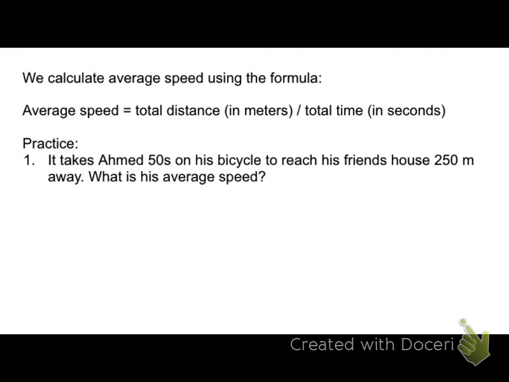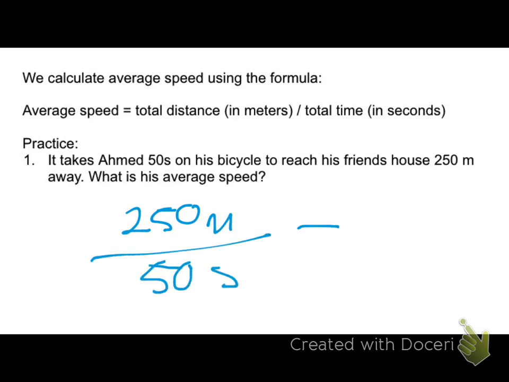So if we're solving this, we would be taking total distance in meters, 250 meters, divided by total time, 50 seconds. 250 divided by 50 is? 5. And then the unit should be? Meters per second. Okay, so you can either write it m/s or you can write out the words meter per second. I will accept either one.